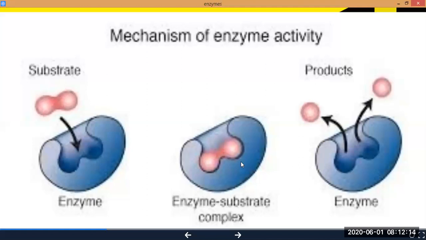Okay, when this complex is formed, the enzyme is doing its function to speed up the reaction and convert the substrate into products, here in the last diagram. Look at the first diagram, it was something else and we called it substrate, but in the last diagram we now call it product. What the enzyme is doing here is speeding up the reaction, to convert the substrate into product quickly.